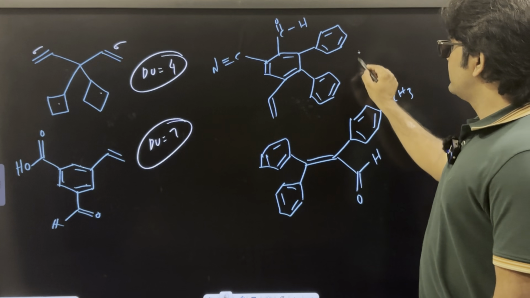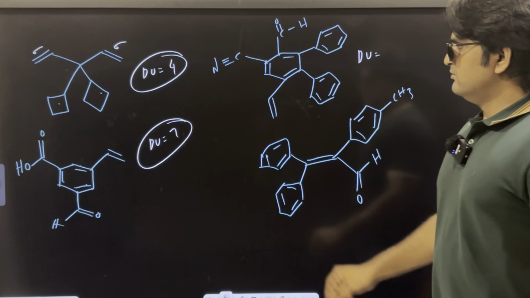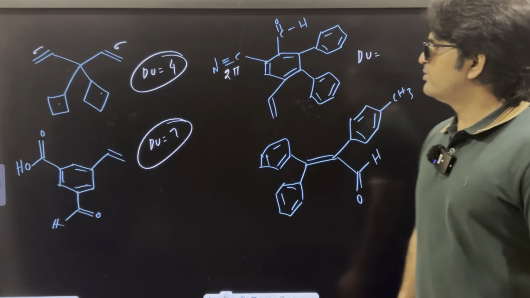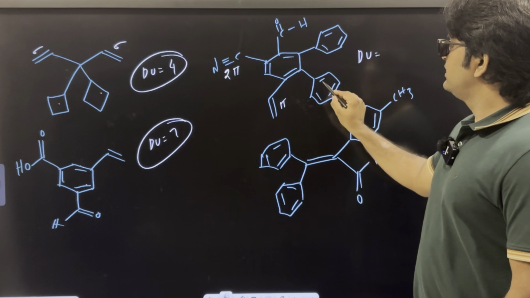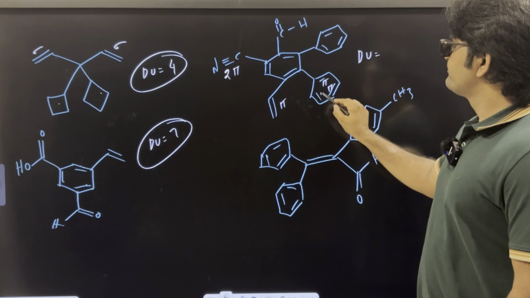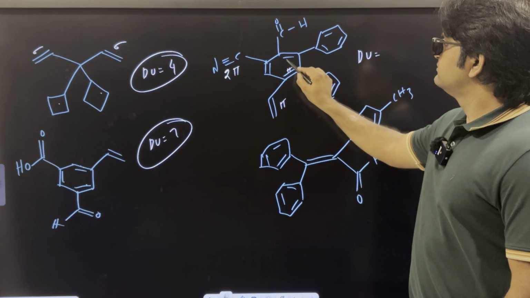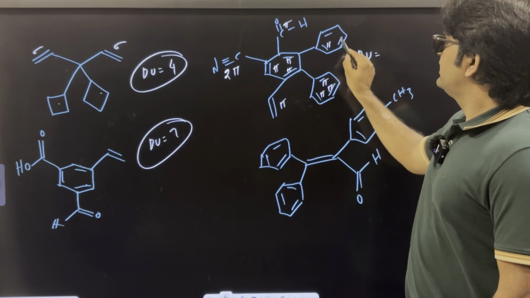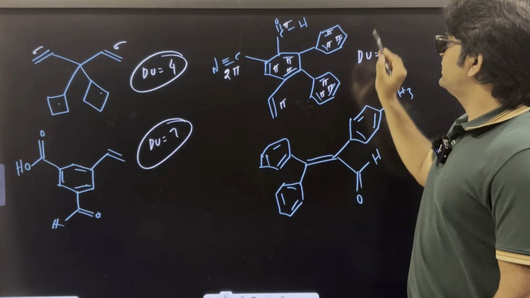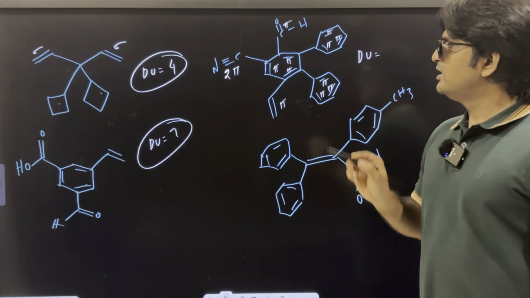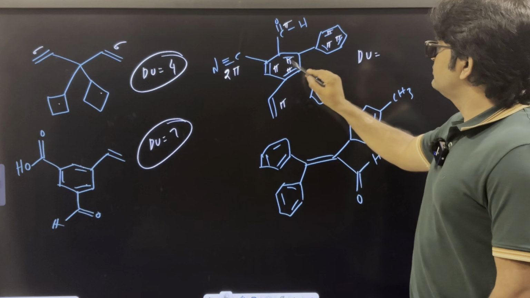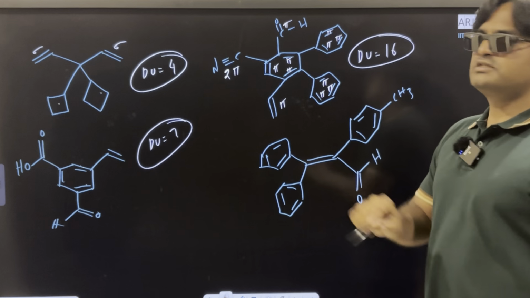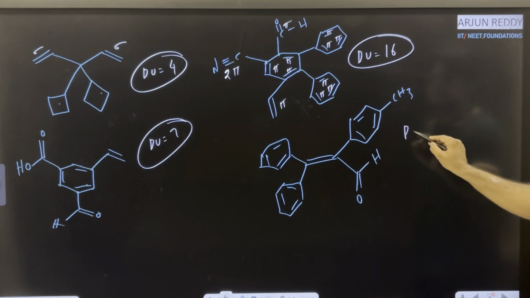Come to this example. How many pi bonds are present? First of all, here two pi bonds are there. In this C triple bond N, there are two pi bonds. 2, next one 3, 4, 5, 6, 7, 8, 9, 10, 11, 12, 13. 13 pi bonds are present. And how many rings? 1, 2, 3. 13 plus 3. What is the degree of unsaturation? 16. Okay, right.